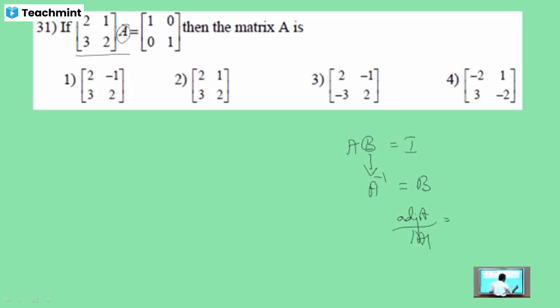Adjoint of A is nothing but interchange the diagonal elements, because it is a 2 cross 2 matrix, and change the sign of the remaining elements. Interchange the diagonal elements, change the sign of the remaining elements. What is the determinant value of A? 2 2s are 4, 3 1s are 3.